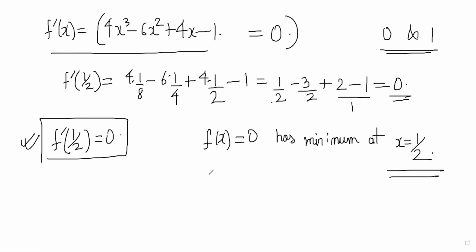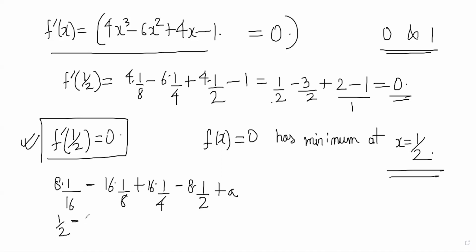If it has a minimum at half, now we will check the value of this minima, and that is coming out to be 8 into 1 by 16 minus 16 into 1 by 8 plus 16 into 1 by 4 minus 8 into 1 by 2 plus a. This is half minus 2 plus 4 minus 4, so a minus 3 by 2. A minus 3 by 2 is the value of the minima.